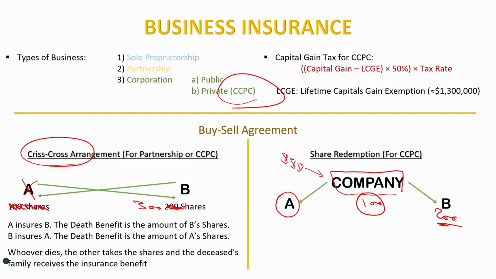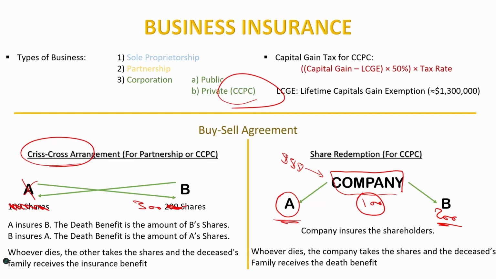But what we know for sure is that A's family is not going to inherit the shares, right? The shares are bought by the company. All right. So this is something that's really important. So the company insures the shareholders, and whoever dies, the company takes the shares, and the deceased's family receives the death benefit. So these shares will stay the same unless then they buy from the company. I hope that made sense to you guys. Crisscross and share redemption.